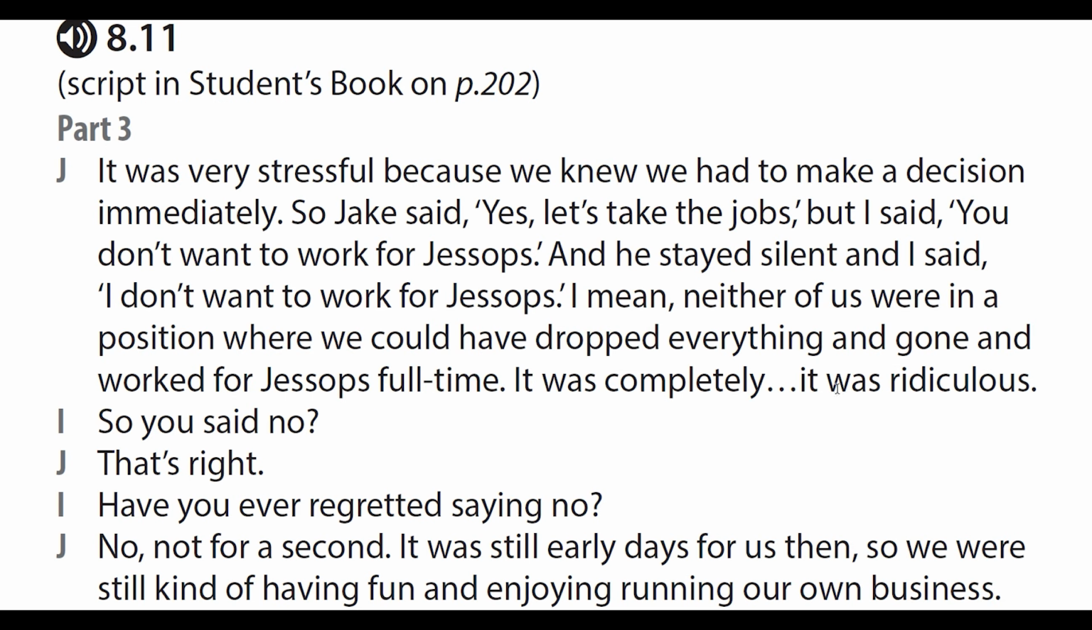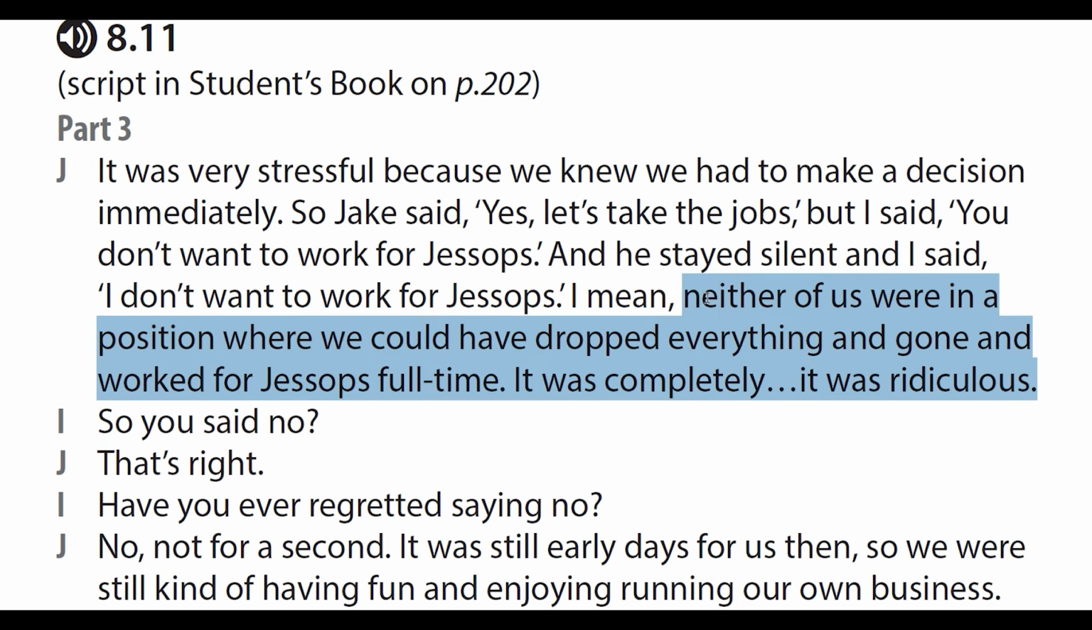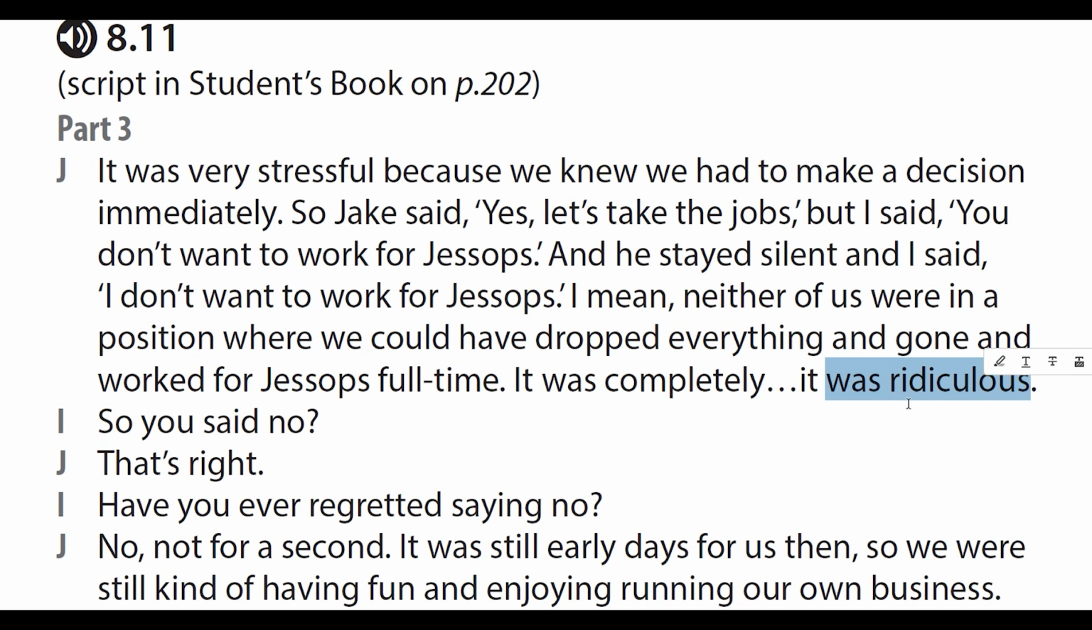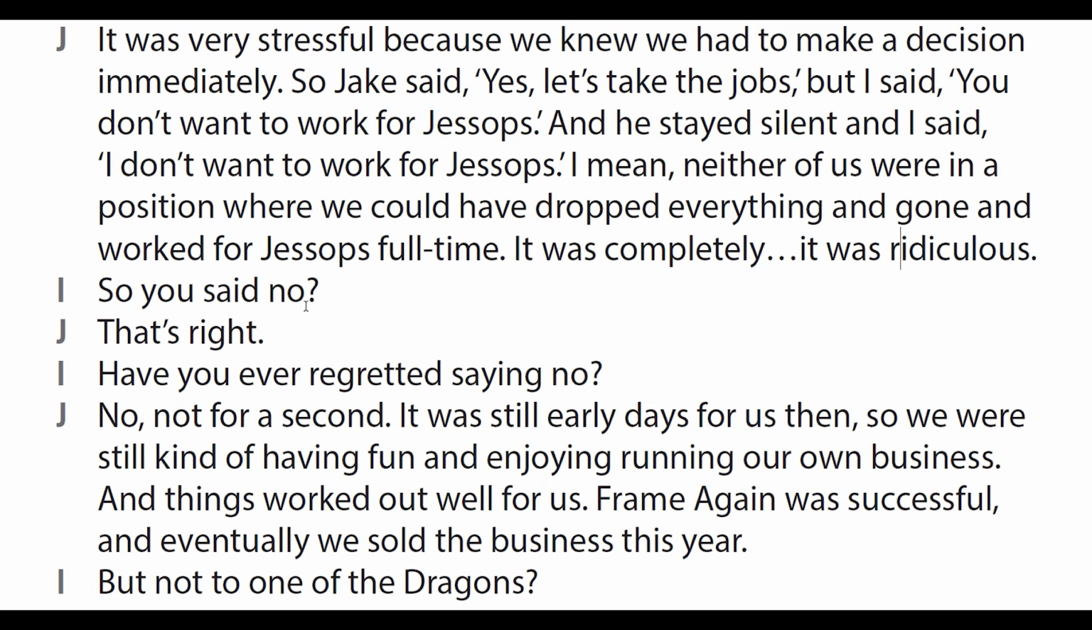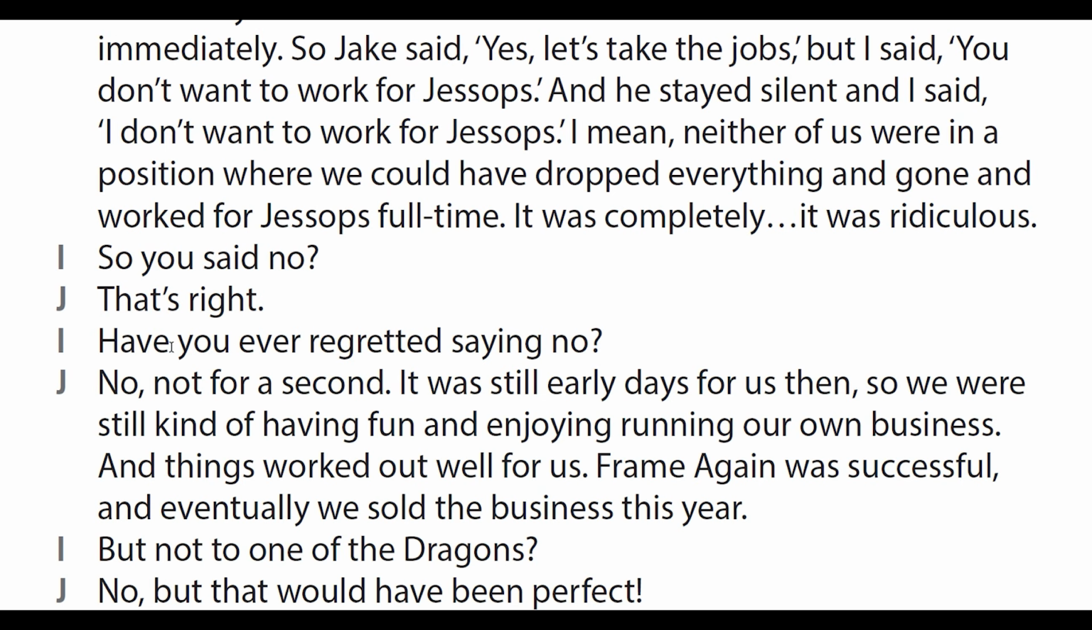Это было полностью глупо, это тупо. То есть они столько уже всего проделали, и сейчас отказаться от всего и просто пойти на работу для них было глупой затеей. Итак, поэтому вы сказали нет. Да, верно. Так, а вы когда-нибудь жалели то, что сказали нет? Нет, даже ни секунды. Да, конечно, это были ранние дни для нас, мы только-только начинали.